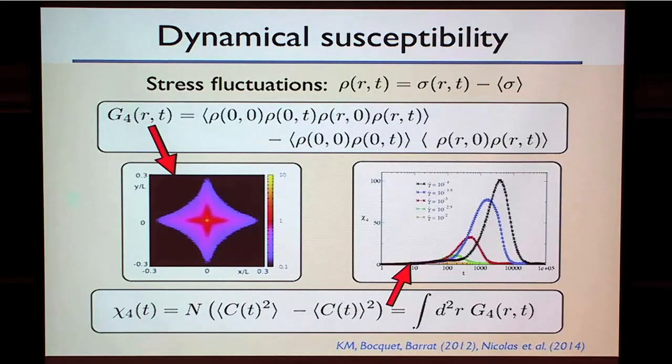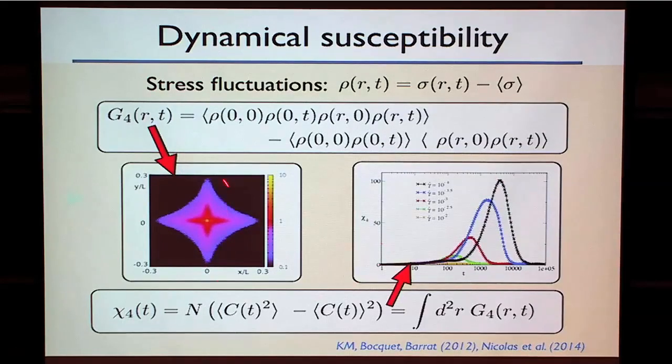So this is a tool to capture the probability of having an activation somewhere, given that at some earlier point, somewhere else in the system, there was an activation before. So then you don't care whether they are connected or not, and you can, for example, look at this G4 at the most correlated time. So this is the volume that you get, the correlated volume, and the stress fluctuations.